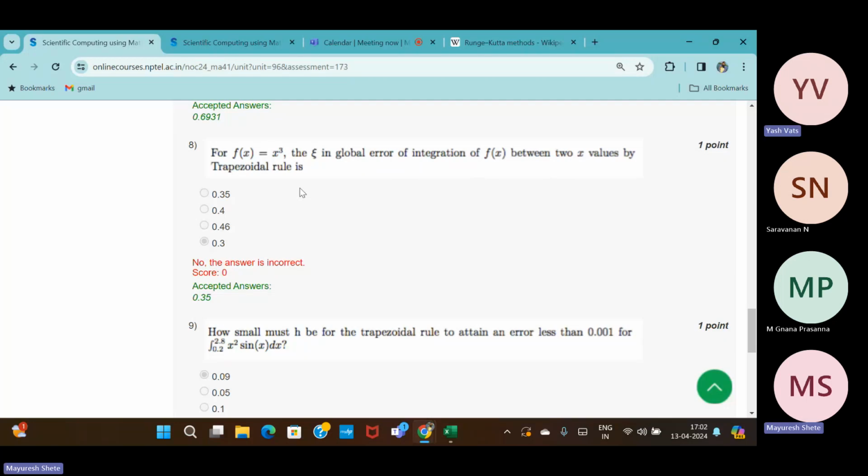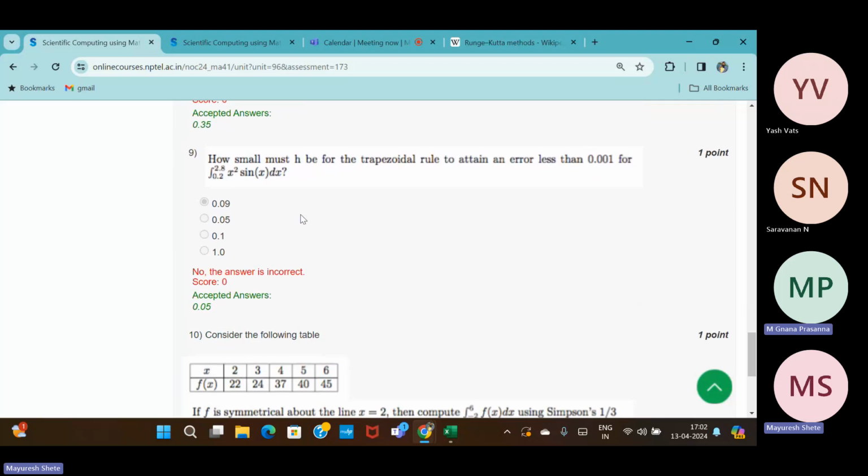And had it been given, in that case, this trapezoidal rule's global error is nothing but h cube by 12 into f double dash xi. Yes. So if it is given, that can be directly applied, right? Yeah, h cube by 12 into f double dash xi, is it not? And there is no h given also. So this is missing information here. There is some typo.